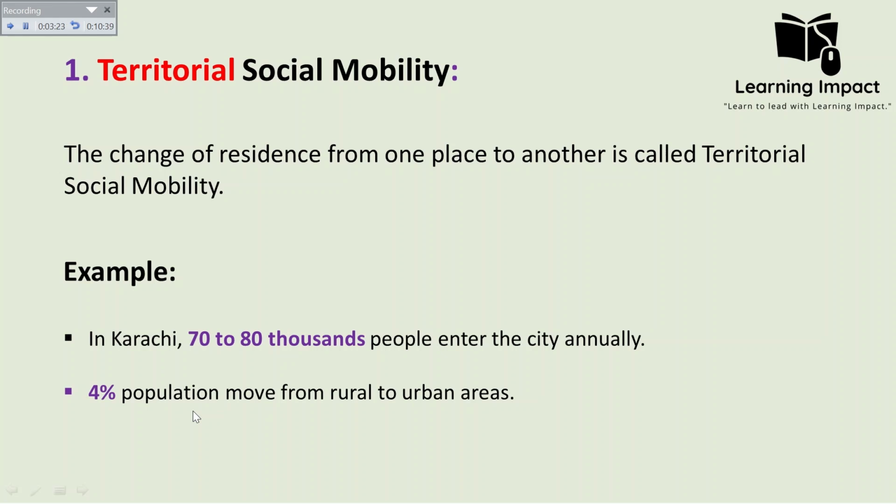An example of territorial social mobility could also be, as we discussed, that United India was divided and millions of Muslims migrated to Pakistan in search of a better and secure life. So this was territorial social mobility.